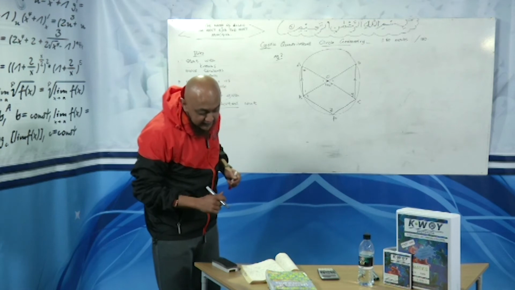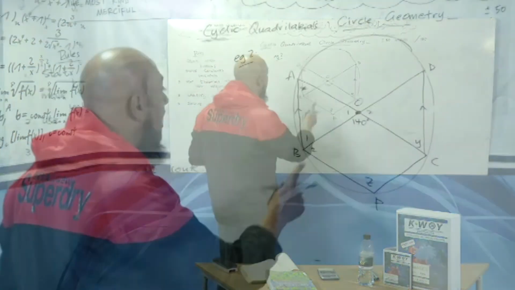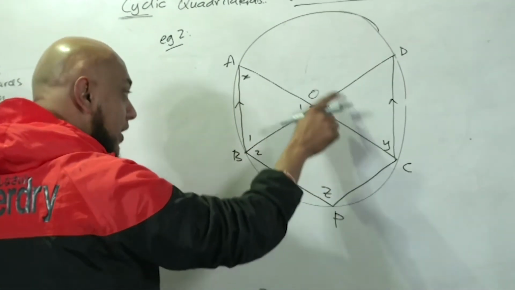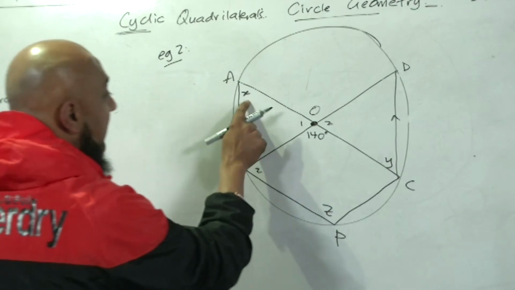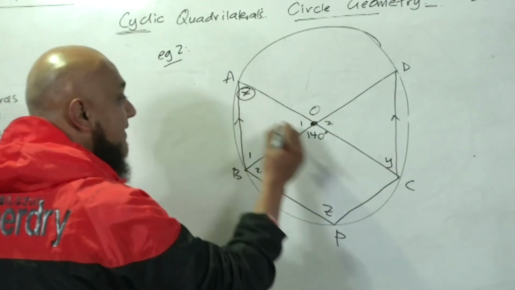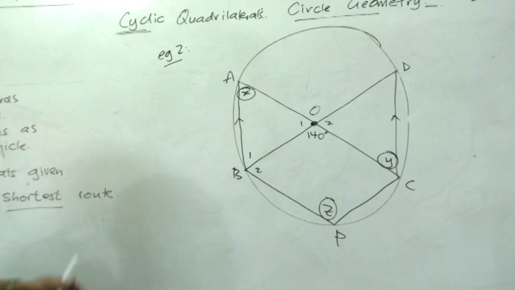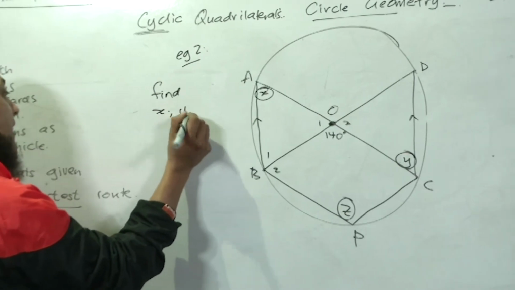And they tell you that AC meets BD at O. Again, they are implying that O is the center of the circle. What are we required to find? As you can see, X, Y, Z. X, Y, Z is what we are required to find. The question says, find X, Y, Z.